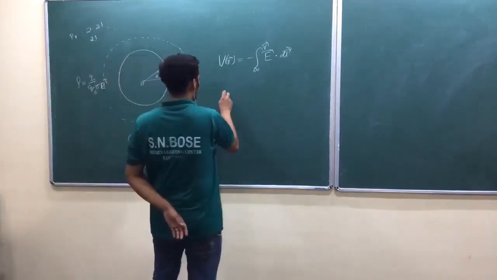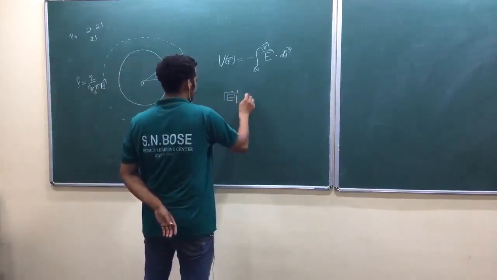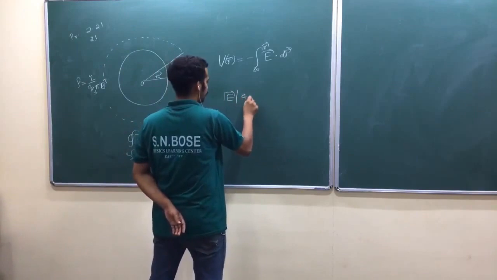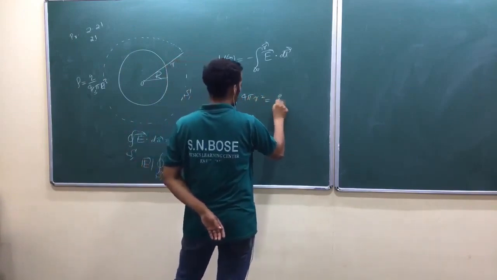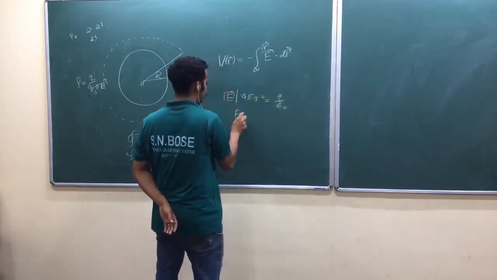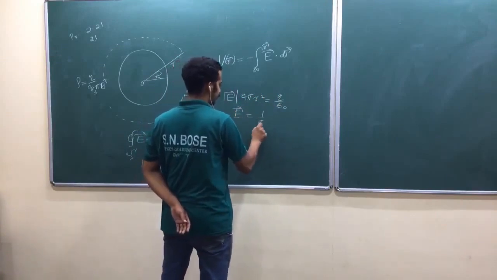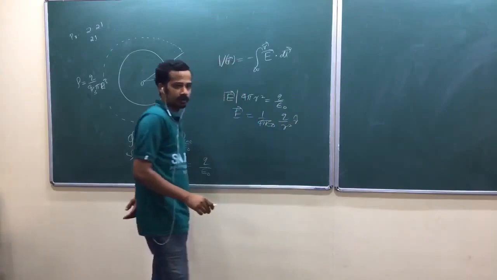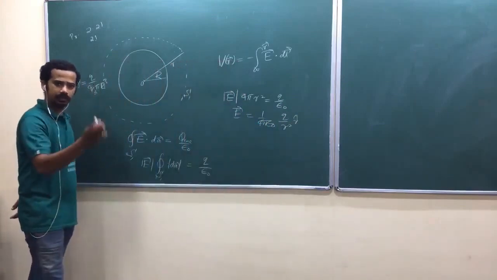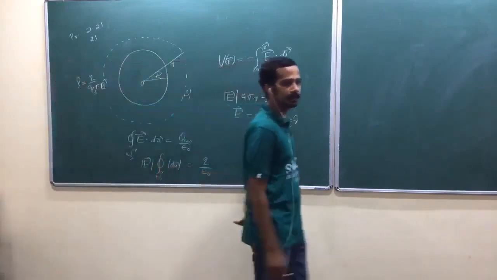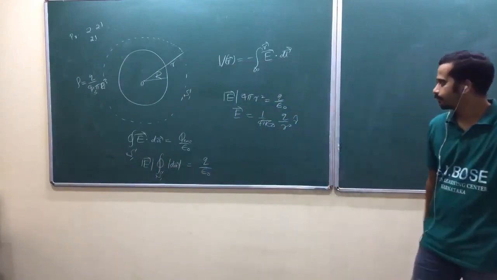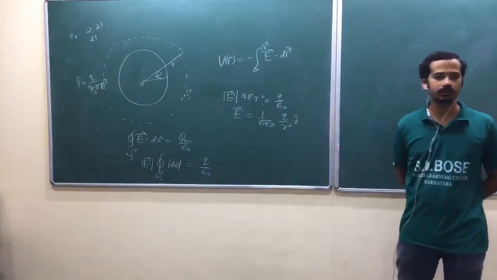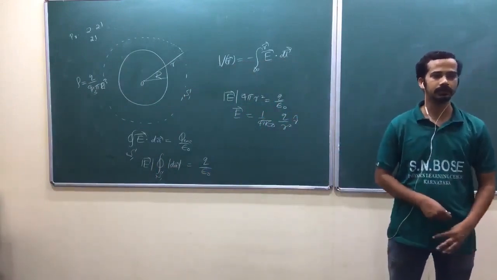So mod E into 4 pi r square is equal to Q by epsilon naught. So the electric field is 1 by 4 pi epsilon naught, Q by r square, along r cap. Why is it along r cap? That's what we first inspect. By inspection, you first find the direction, then you find the dependency like that.